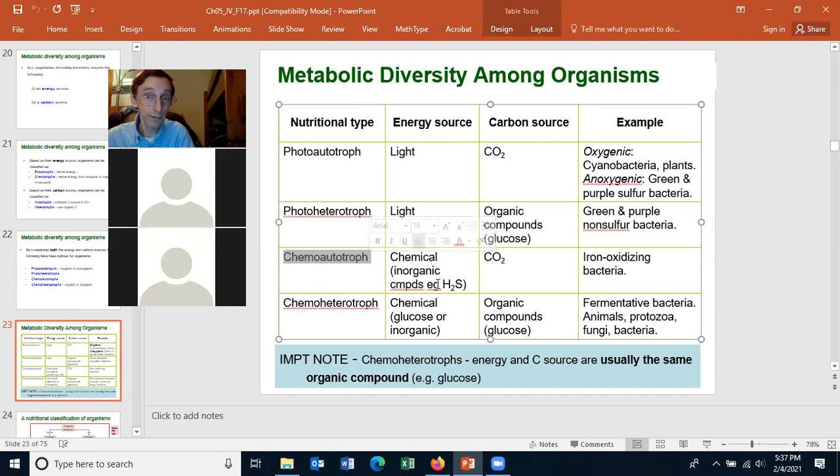Chemoautotrophs get their energy needs from a chemical compound, an inorganic chemical compound like H2S or sulfate or a nitrogenous compound or iron. We have the iron oxidizing bacteria listed down here. They get their carbon source from CO2. That's why they are an autotroph. These are the chemoautotrophs. And some, probably most of the chemosynthetic bacteria are chemoautotrophs. Okay? Any question about that?